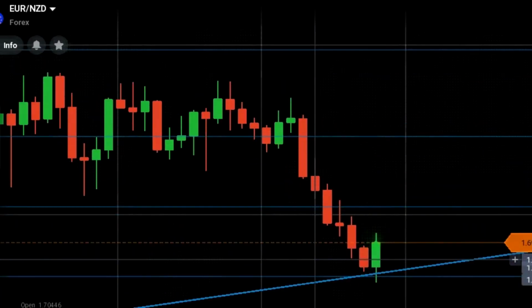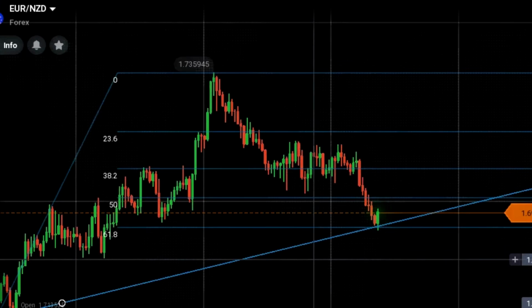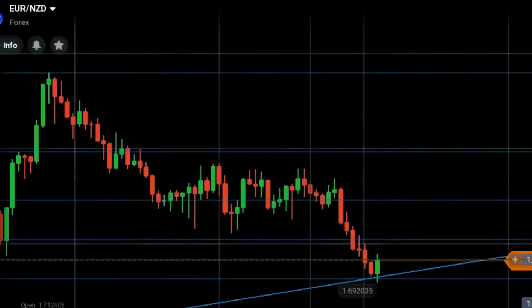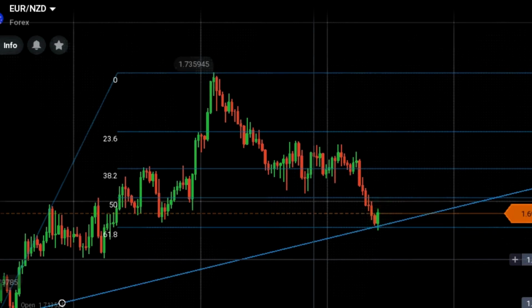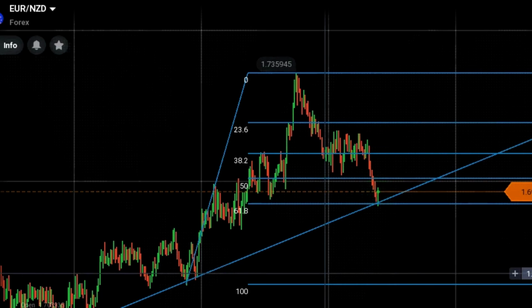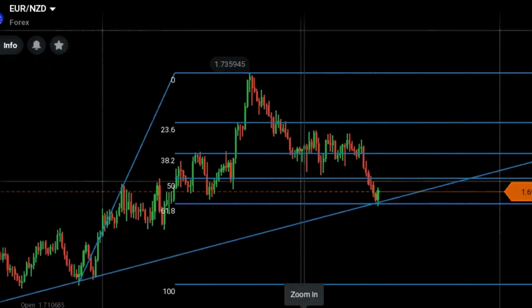So guys, here we are looking for a buy signal. And we already have a buy signal, which is a bullish engulfing. So guys, in this market here, we are supposed to be buying this market. So guys, this is my analysis for today.